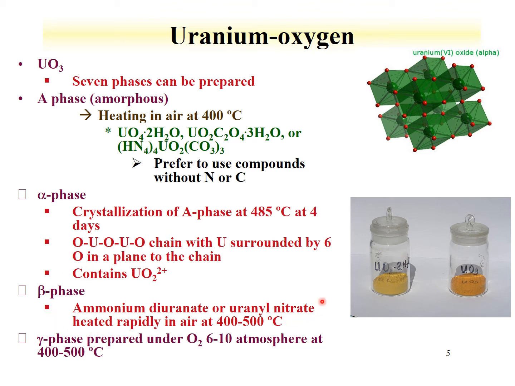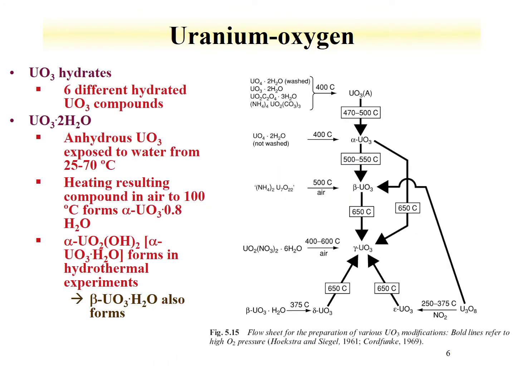The beta phase can be made by taking ammonium diuranate or uranyl nitrate and heating rapidly in air at between 400 and 500 degrees. The gamma phase has been prepared by heating the same sort of materials in air, under oxygen at higher atmospheres. Here's a complete route for making different uranium trioxides. You start with different starting materials, different temperatures, getting different phases.